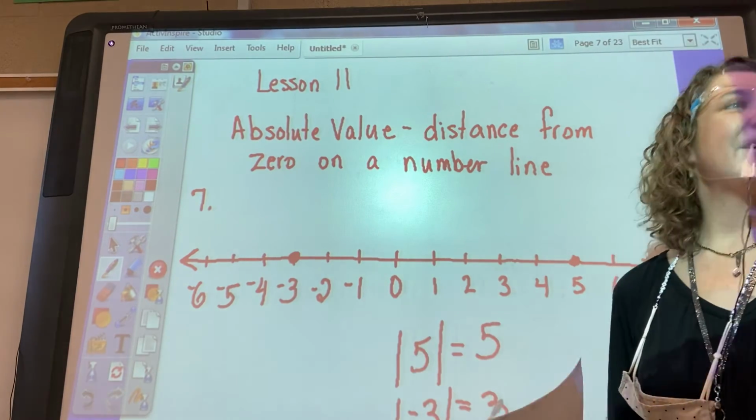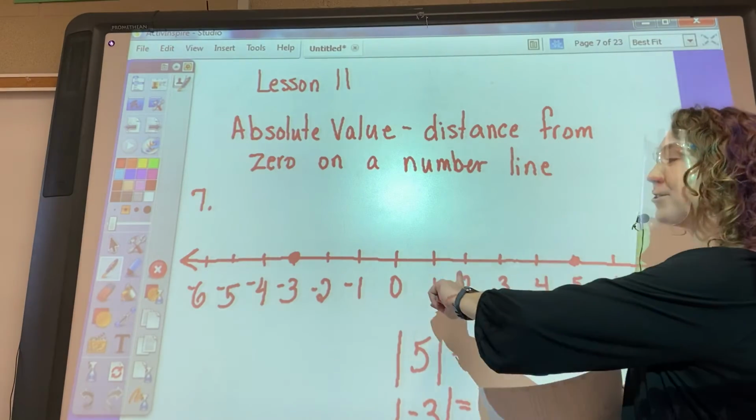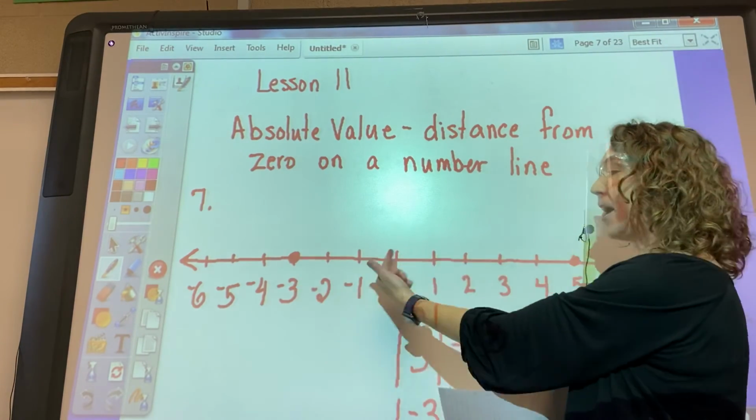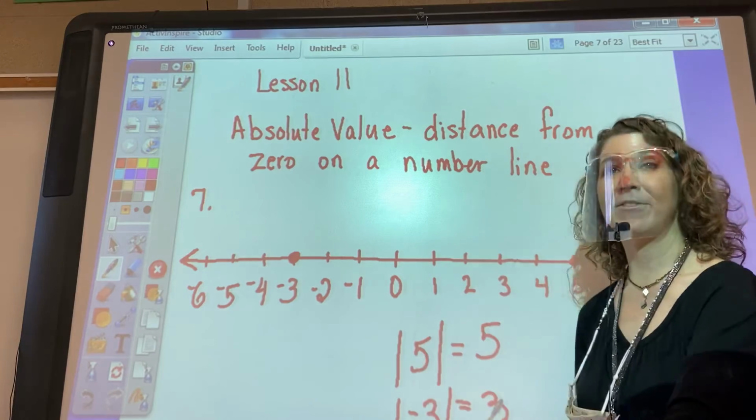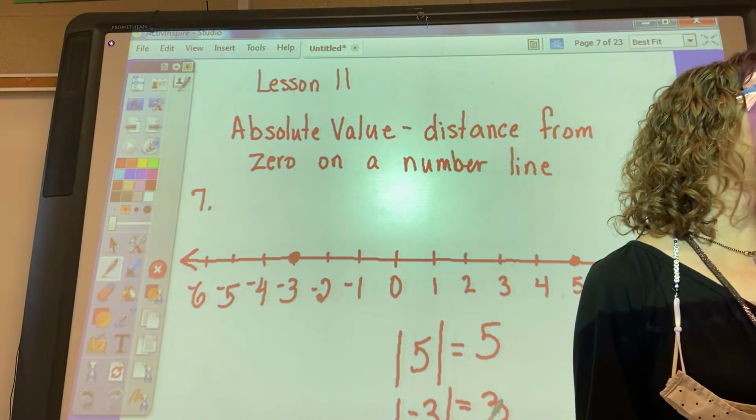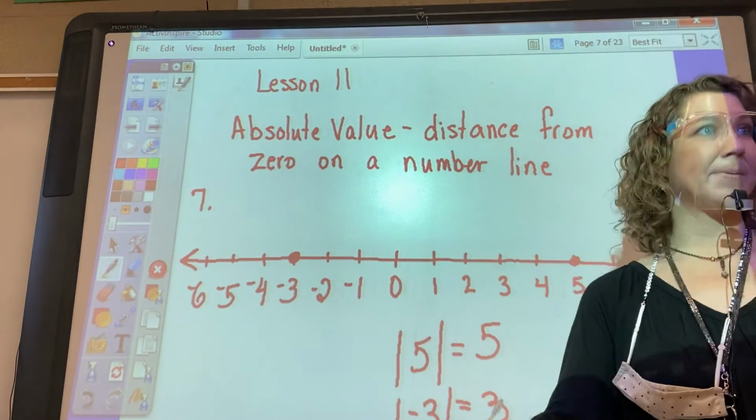But so, if you travel left or if you travel right, you're still traveling. So the absolute value is just the number of steps on the number line.